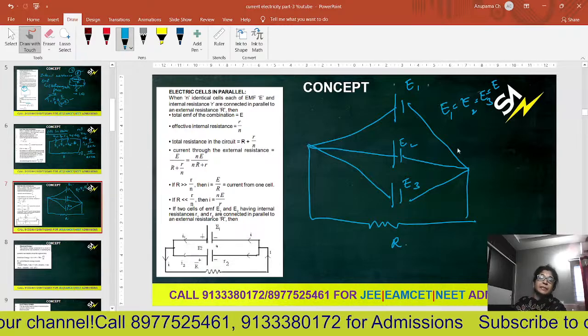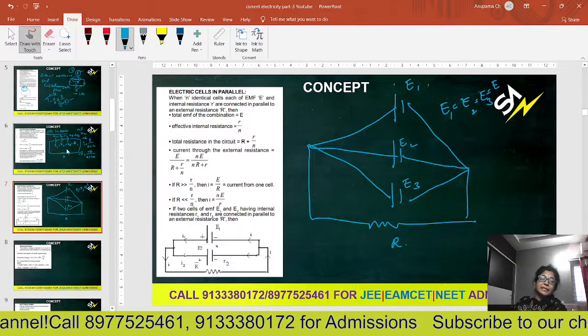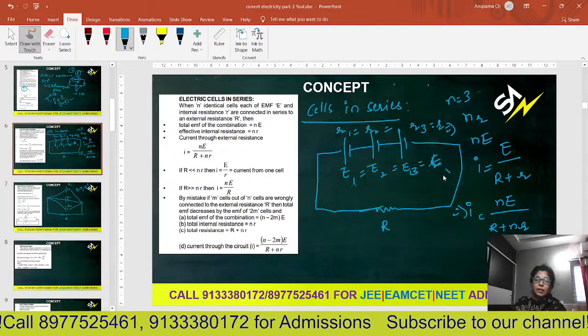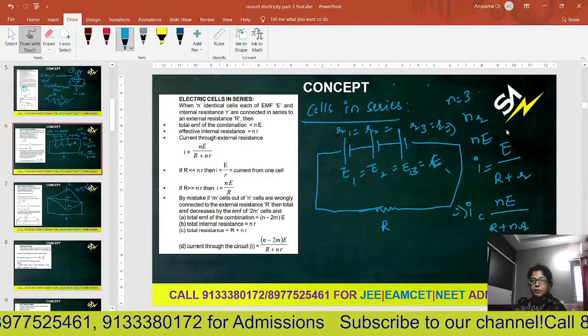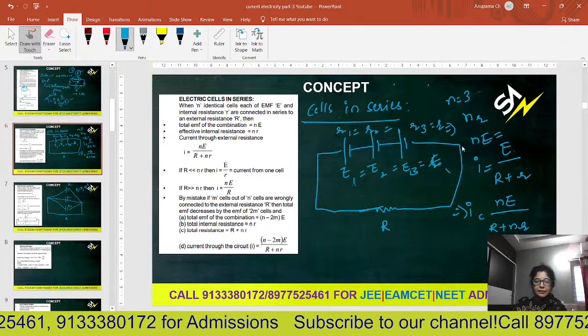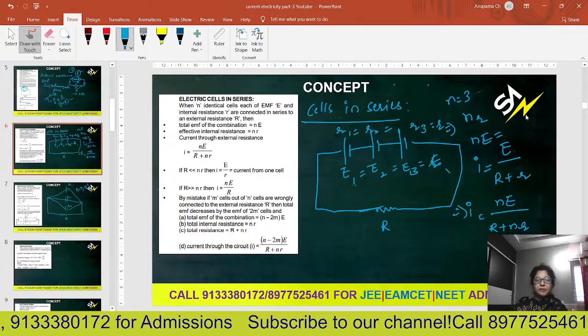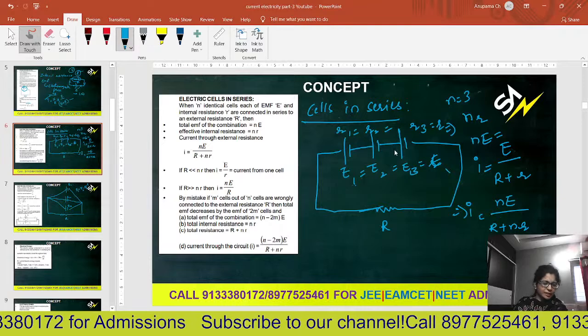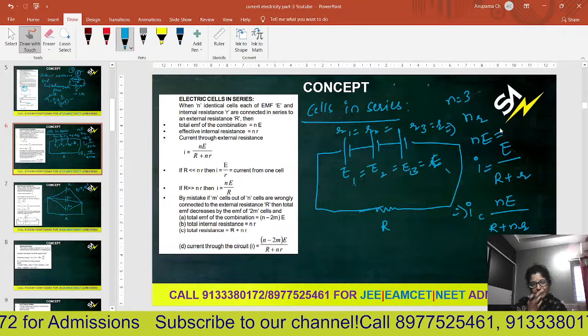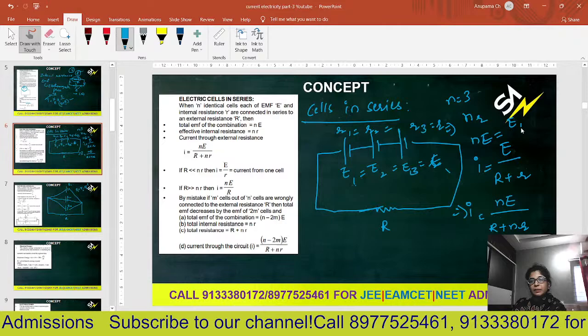Then what will be the total EMF? In the previous case, when they are in series, what will be the total EMF? The total EMF we have added, and then we have made it N into E. Or here, as I have 3, this will be 3 into E, whatever it may be. This is the total EMF.